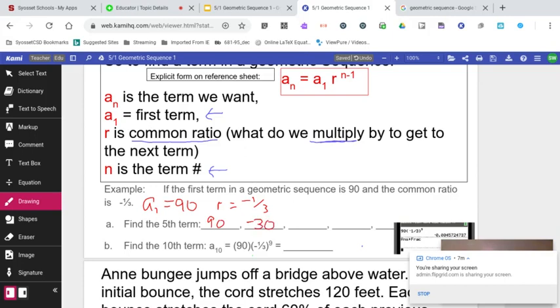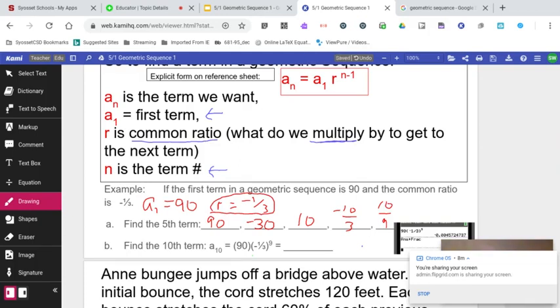When we multiply again by negative 1/3, we get 10. We multiply again by negative 1/3, we get negative 10 over 3. And if we multiply a fifth time by negative 1/3, we get 10 over 9. Notice how when you're multiplying by a negative common ratio, our terms jump back and forth between positive and negative.